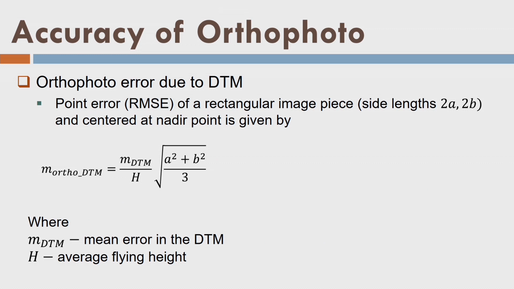So, next is orthophoto error due to the DTM. Now, we are estimating the RMSE point error. That means we can say that each and every point of the orthophoto has this error, and that is why we are saying that it is a kind of mean error over the whole image. And now imagine that we have a rectangular image which has sides 2A and 2B. Let us say this image is of rectangular shape like this. It is 2A and it is 2B. That means B and B here.